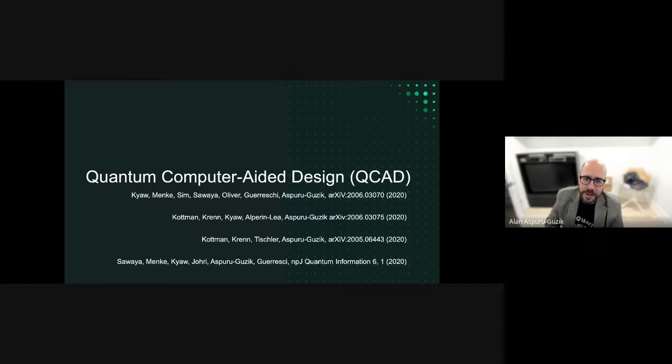Okay, so I'm going to just spend 8 minutes on another application. Even though my talk is about chemistry, I want to emphasize this, because I think many of us should start thinking about what the best quantum advantage applications are. And we argue in my group that quantum computer-aided design will be one. So let me just tell you briefly what quantum computer-aided design is.